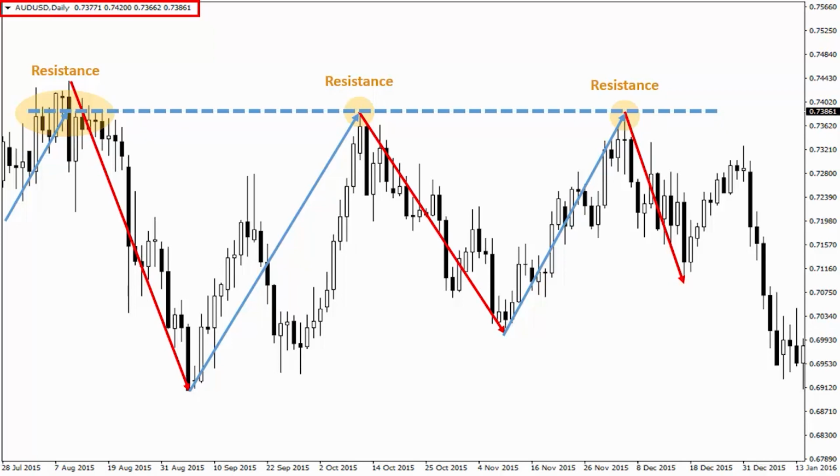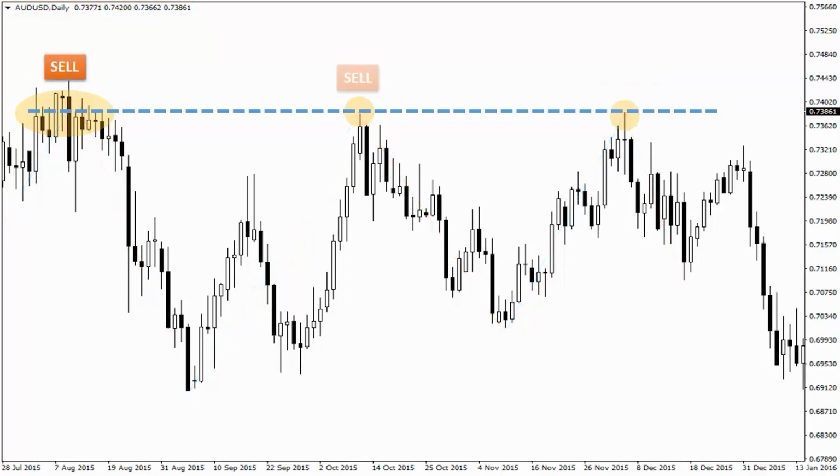So the resistance zones are the area where you will find the best signals to trigger short trade entry. So that's the basic concept of the support and resistance level on a price action chart.